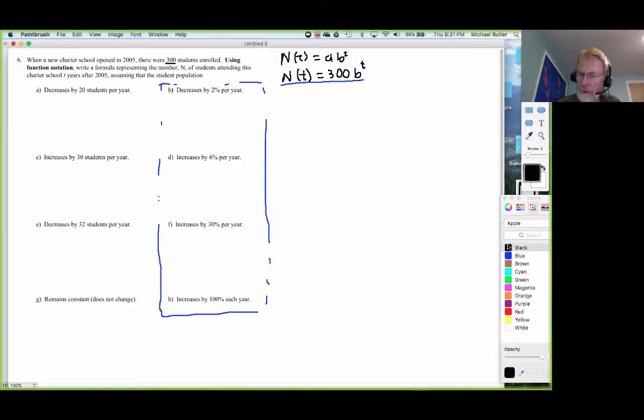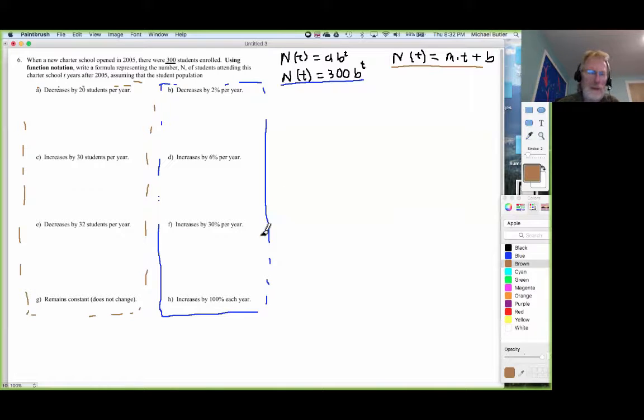Alternately, these are increasing by a sum or a difference, and so those are going to be n of t is equal to m times t plus b. In other words, they're going to be linear. So all of these guys over here are going to be that model. So far, so good? Yep. All right, cool.